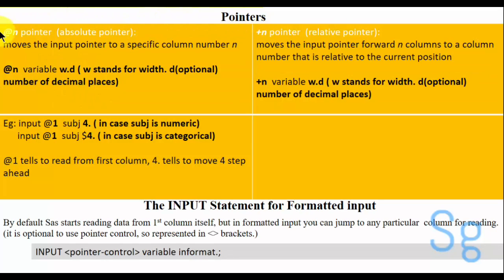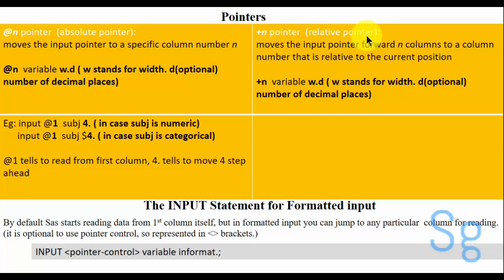Pointers. There are two types of pointers, absolute pointer and relative pointer. Absolute pointer is denoted by @n. It moves the input pointer to a specific column number n, and it is written as @n name of variable, then w.d, where w stands for width and d stands for number of decimal places. D is optional. In case it is a character variable, then we have to place a dollar symbol as here.